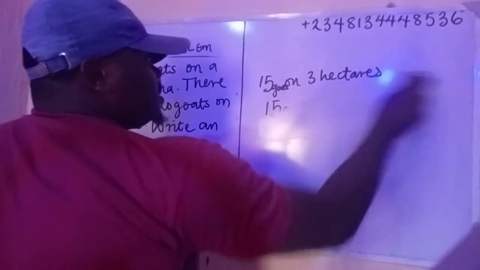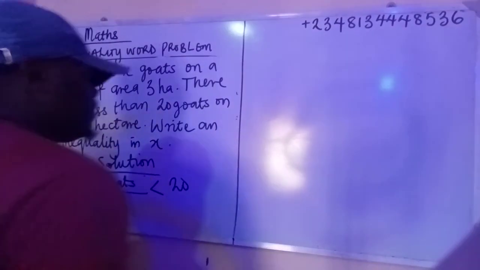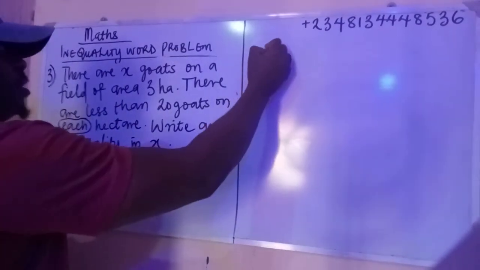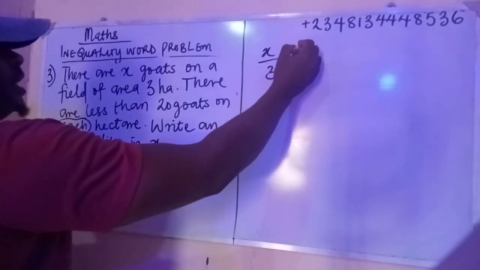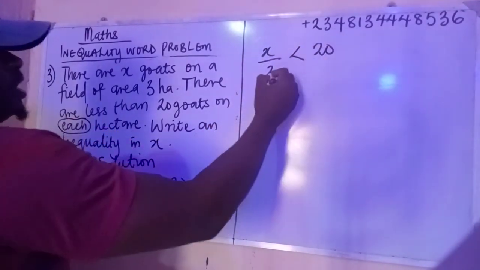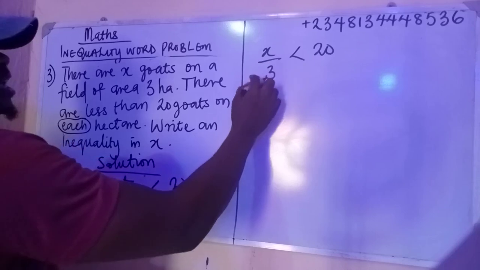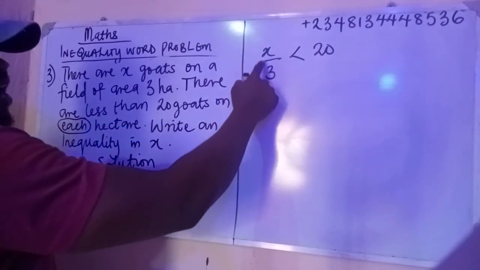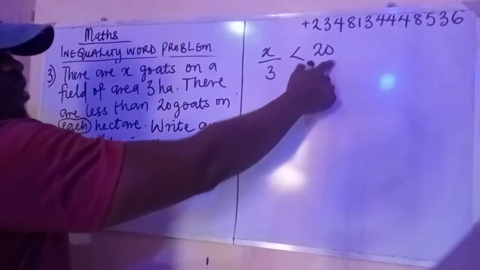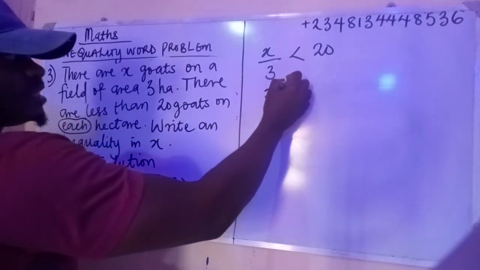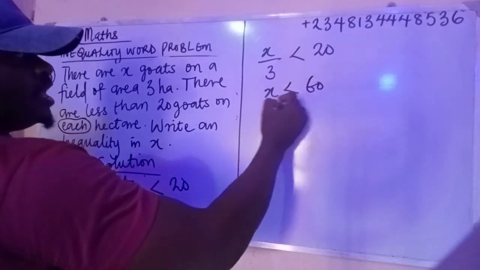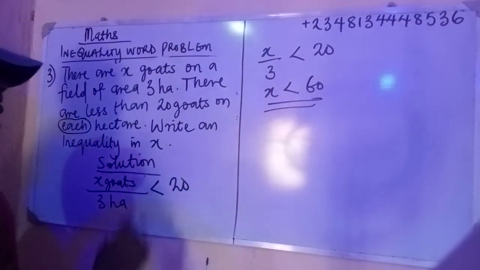If I want to complete it, if I want to solve it, for instance, I have X over 3 less than 20. This 3 here, we go to the other side. This was divided, 3 was divided, so if it goes to the other side, it will multiply. X less than 20 times 3, which will give us what? Less than 60. Any of these is the answer.